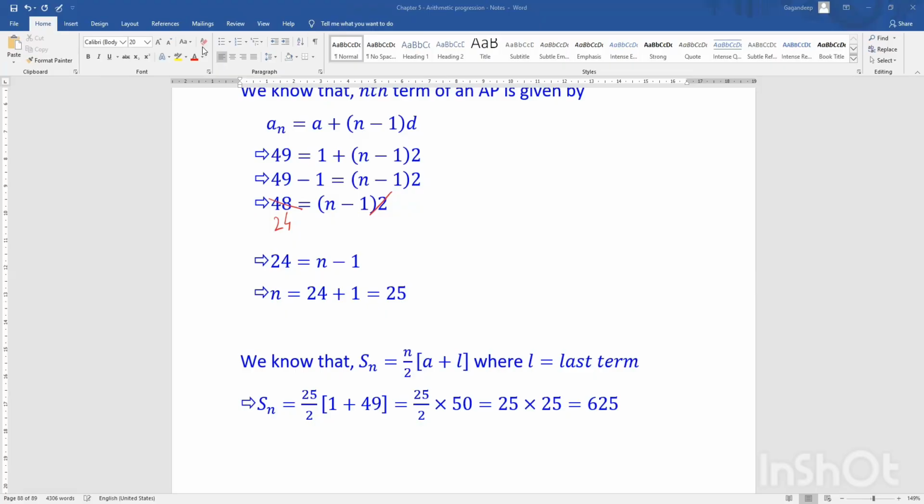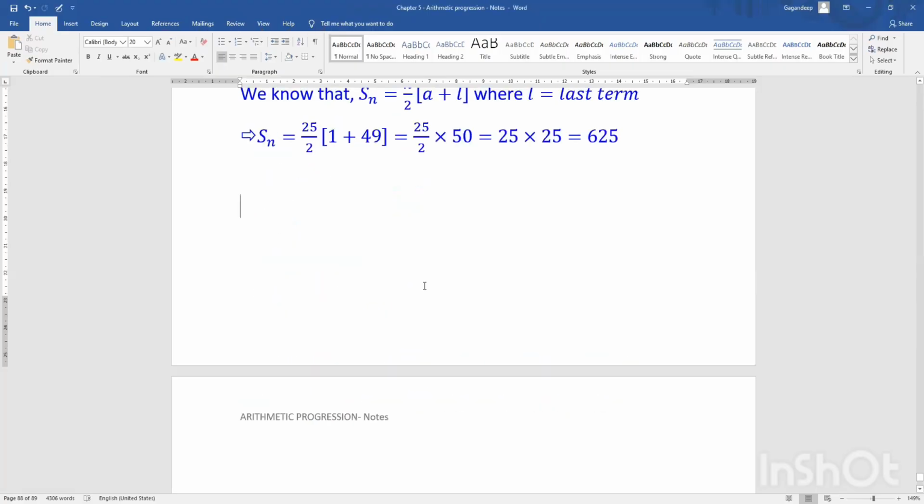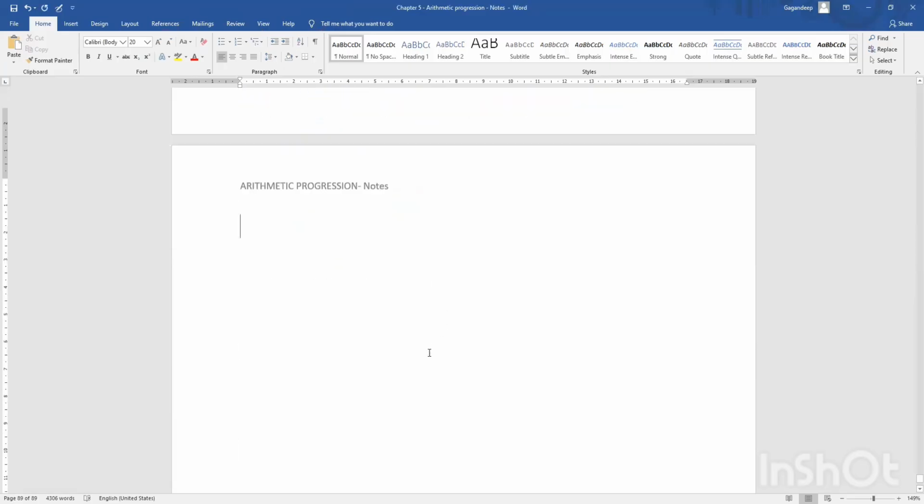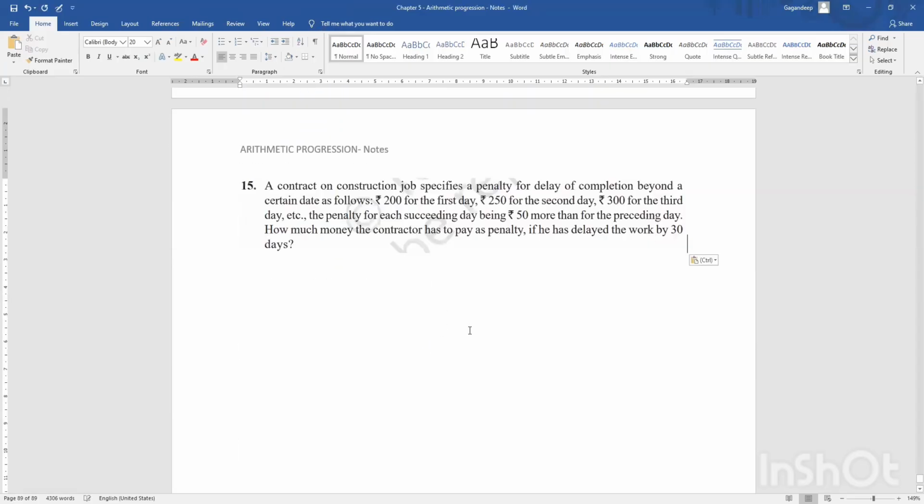Then I have the 15th question. A contract on a construction job specifies a penalty for delay of completion beyond a certain date as follows: rupees 200 for the first day, 250 for the second day, 300 for the third day, etc. The penalty for each successive day being rupees 50 more than for the preceding day. How much money does the contractor have to pay as penalty if he has delayed the work by 30 days?